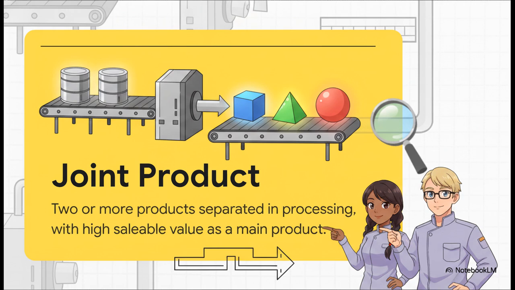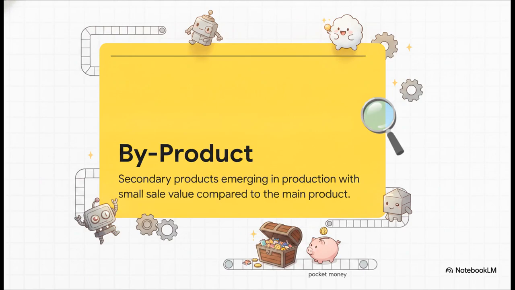Now, you really want to pay attention to that key phrase at the end of the definition, sufficiently high saleable value. Joint products have total main character energy. They are literally the primary reason the business is running the factory in the first place, because they're the ones bringing in the big bucks. Now, let's contrast that with our byproducts.